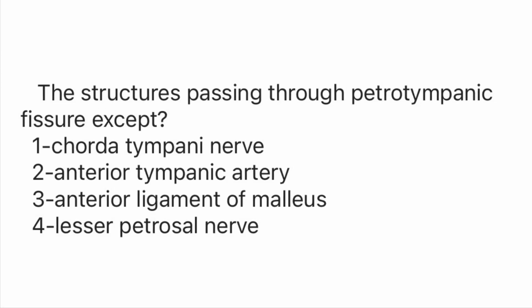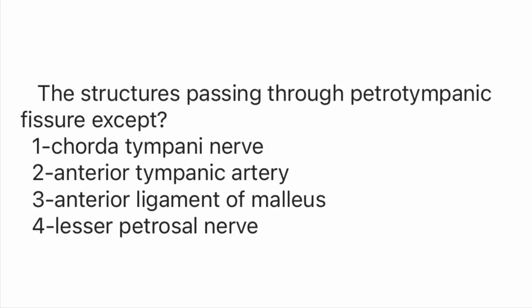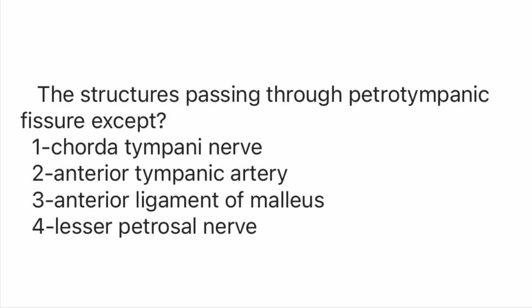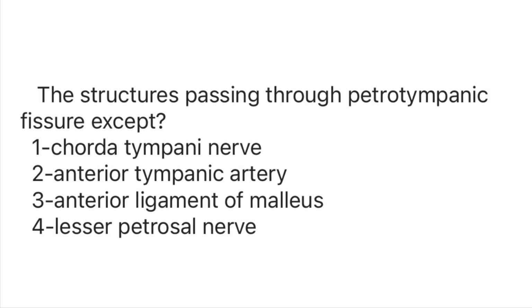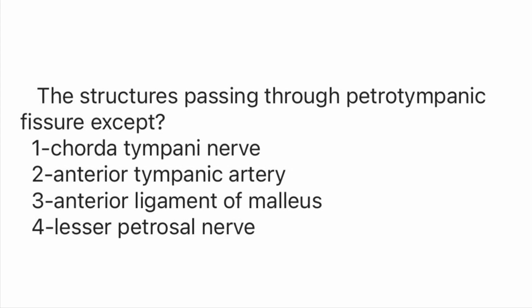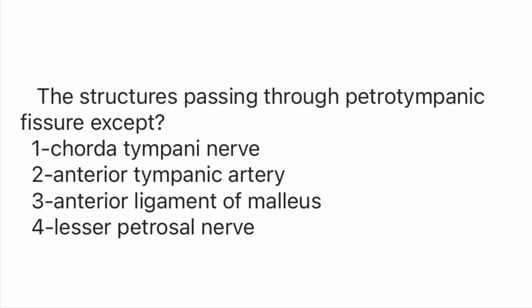The structures passing through the petrotympanic fissure, except the first is chorda tympani nerve, second is anterior tympanic artery, third one is anterior ligament of malleus, and fourth one is lesser petrosal nerve. The answer to this question is lesser petrosal nerve. The rest three are passing through the petrotympanic fissure.